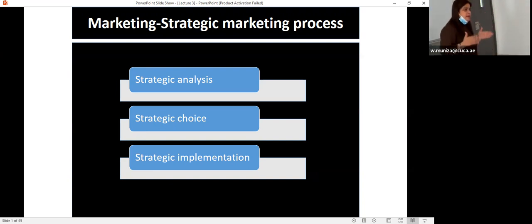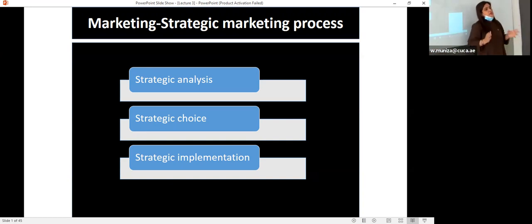So a strategic choice is going to be made about which part of the market is going to be focused on, which part of the market is going to be segmented, focused upon, and targeted in order to market the products. So this is the second step, that is strategic choice.